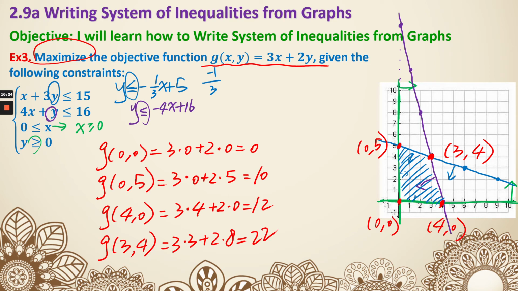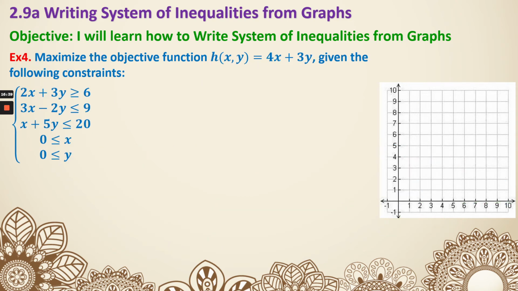So of course, since it's asking us to maximize, that's the biggest. So max equals 22 at 3, 4. That is example 3. Next, example 4. Same idea.